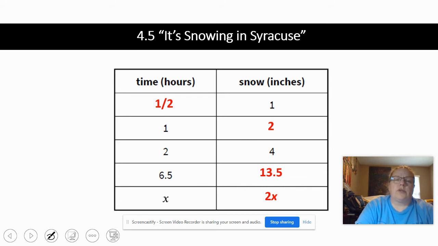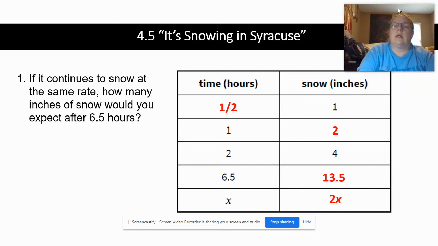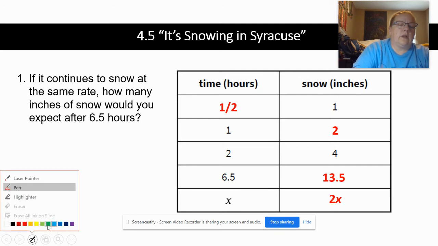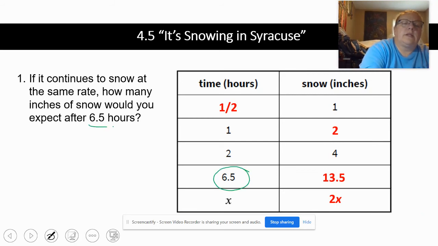Let's go ahead and look at a couple of questions based off of our information from the table. So question number 1 says, if it continues to snow at the same rate, how many inches of snow would you expect after 6.5 hours? And I could actually use my table to determine some information here. We've already got some information that we can use. And so here's my time, 6.5 hours. This matches the 6.5 hours here. And I'll notice that it's going to snow 13.5 inches.